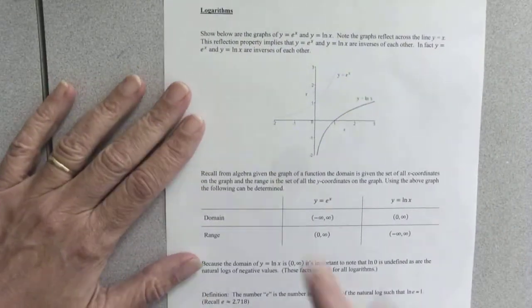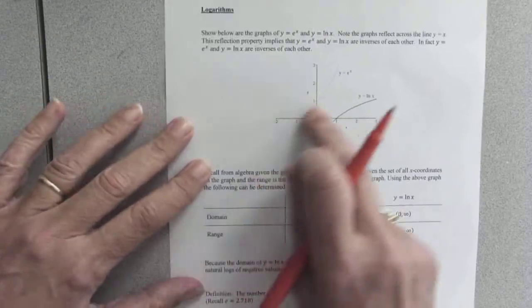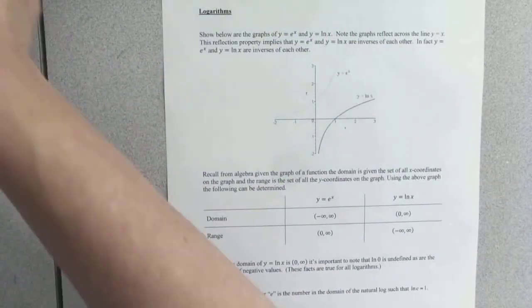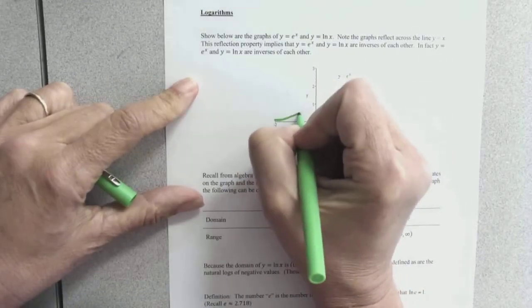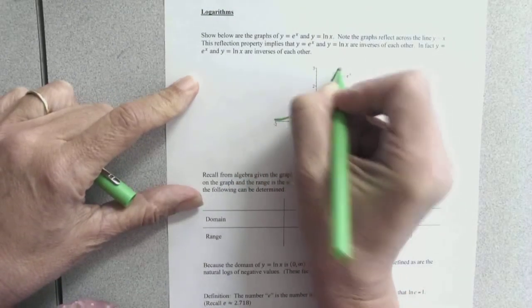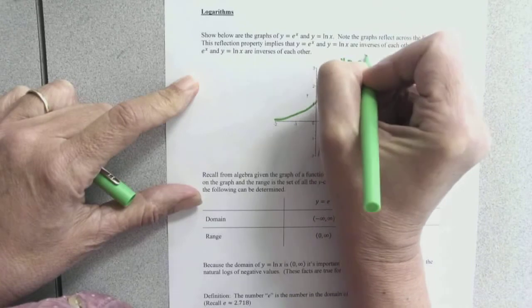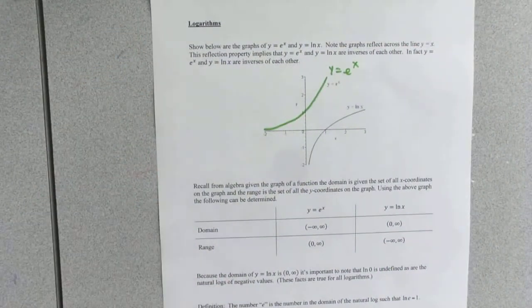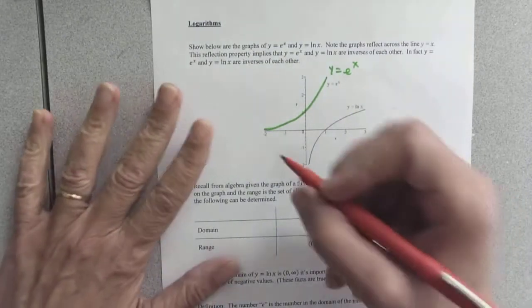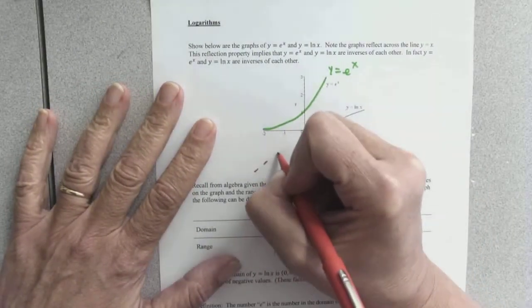Okay, logarithms. That does not show up very well, so let's highlight that in some color. Why don't we highlight this in green? And so in green, we have y equals e to the x. Shown below are the graphs y equals e to the x and y equals natural log of x. Note the graphs reflect across the line y equals x.